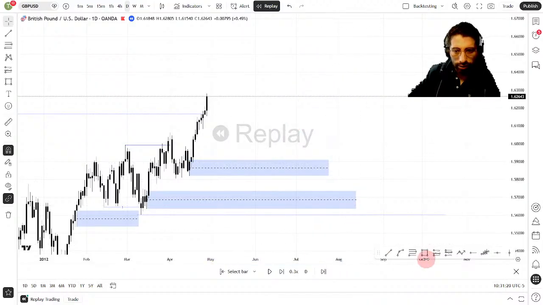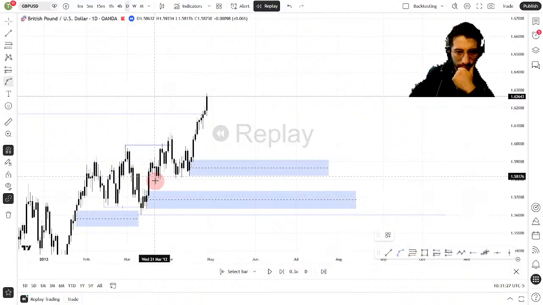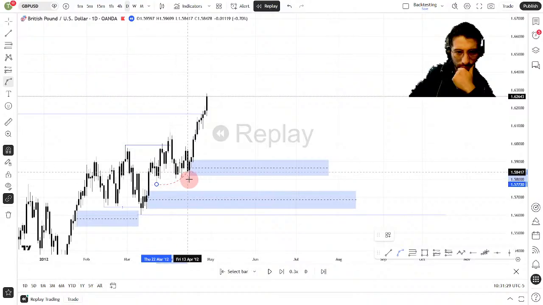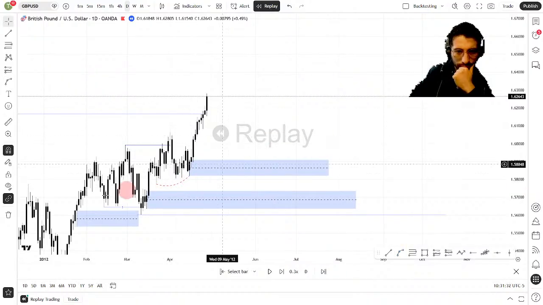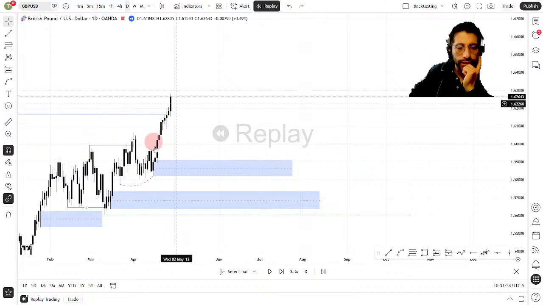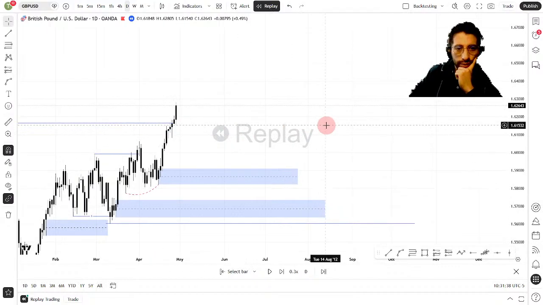However, as you can see, we can find here some liquidity trapped here. There is liquidity, so money accumulated. Now this order block can be validated if there is liquidity right here. Now let's see what happens.